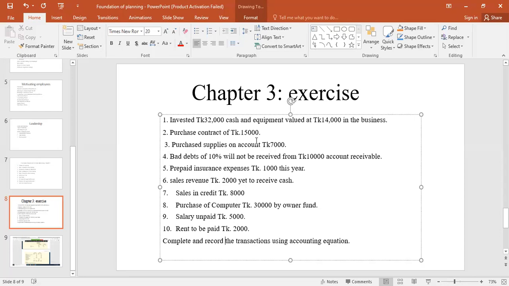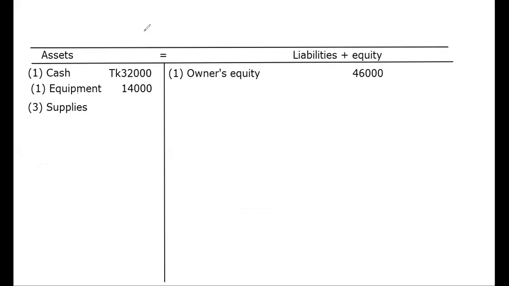You will find more or less this type of exercise in your exam. So supplies 7,000 taka. Supplies also increase your liability because this transaction involves accounts payable. Accounts payable. That is our supplies account, 7,000.